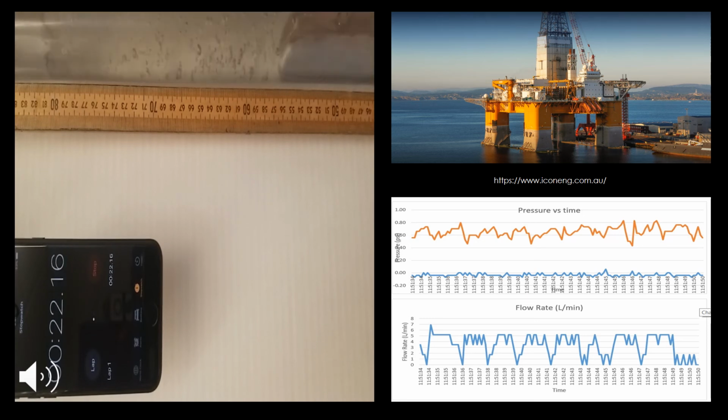These problems become more pronounced in offshore risers. Our objective is to better understand the slug flow phenomenon and mitigate its negative effects.